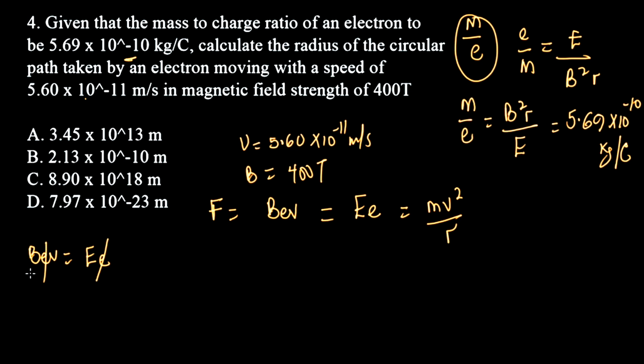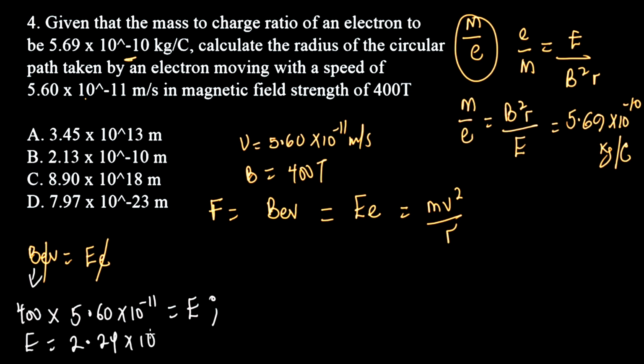Remember that we have the value for B, so this is 400 times the velocity. The velocity is 5.60 times 10 raised to power minus 11, and it will be equal to E. We don't have the value of E yet, so let's get E. E becomes 2.24 times 10 raised to power minus 8 coulomb, right?